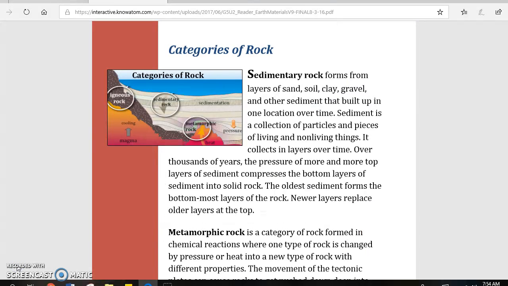Categories of rock. Sedimentary rock forms from layers of sand, soil, clay, gravel, and other sediment that build up in one location over time. Sediment is a collection of particles and pieces of living and non-living things. It collects in layers over time. Over thousands of years, the pressure of more and more top layers of sediment compresses the bottom layers of sediment into solid rock. The oldest sediment forms the bottommost layers of the rock. Newer layers replace older layers at the top.